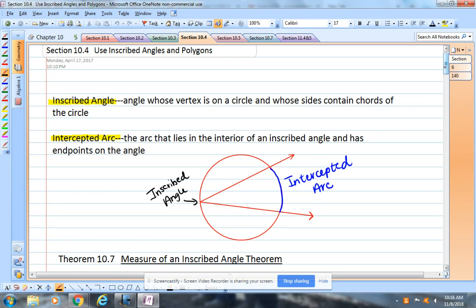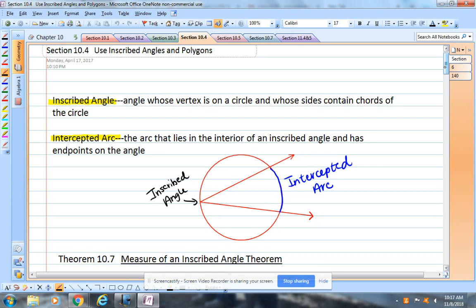Okay? Y'all know what an interception is, right? When you catch a pass, right? Well, that's from the other team in football. But if you intercept an arc, that means the angle, the two chords that make an angle, is what goes in between it. Like those chords kind of capture that arc.